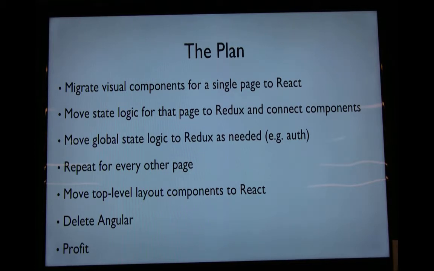And then as we need it, there's going to be some global state, like authentication and that kind of thing. So as we need to, we'll migrate that to Redux, when we need to. But we're going to repeat this for every page. And then at that point, you'll have a bunch of React pages, basically, with an Angular container on top. So at that point, you just convert the last Angular components on top. And at that point, you can delete Angular and then profit.